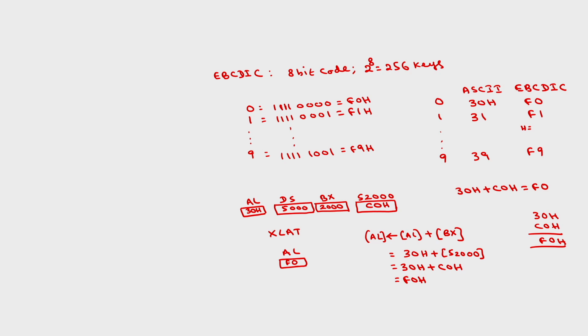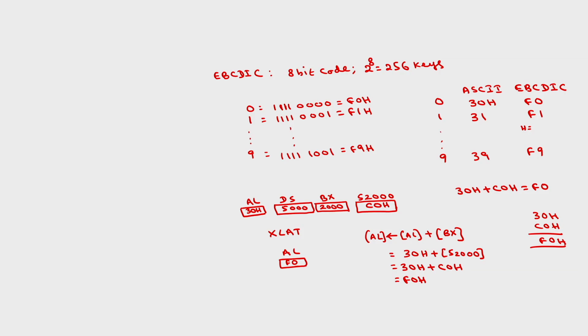So before the execution of this, in AL we have 30H, after the execution we have F0H. You see, 30H is the ASCII code corresponding to 0 and this is the BCD code corresponding to 0. Similarly, if I want 1, we can store 31 here; if I store 32, 33, we will get the corresponding values. If I change this to 31, we will get F1, 32 we will get F2, 33 we will get F3. Like that we can convert ASCII code into BCD code. So you see the importance of this XLAT instruction.